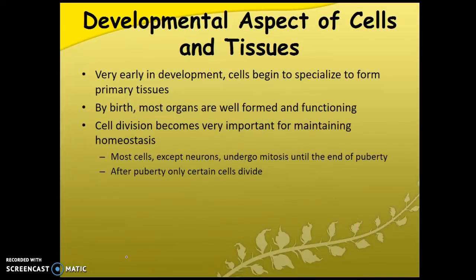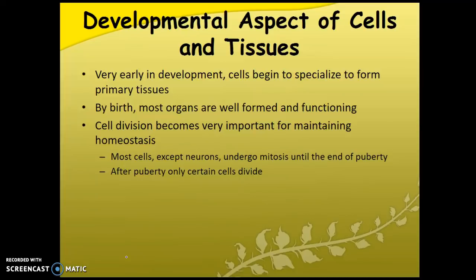So now we're going to talk about the developmental aspect of cells and tissues. How do cells and tissues actually form when you are in the womb? So pretty much you start out as a little ball of cells, and as you start to go through mitosis and create more cells, they begin to specialize, meaning that they choose what cell type they're going to be, because a cell is just a cell until we turn on certain genes that then make it a muscle cell or a liver cell or an epithelial cell.